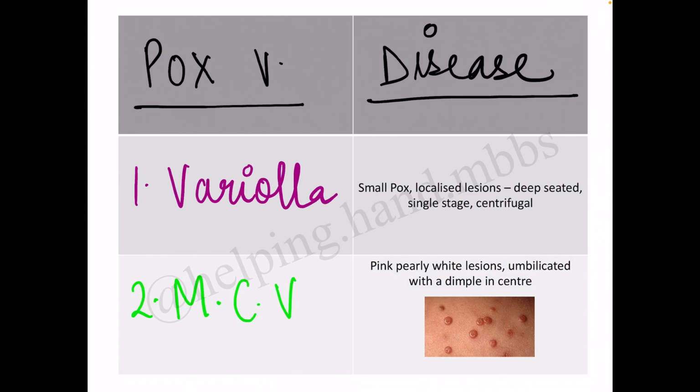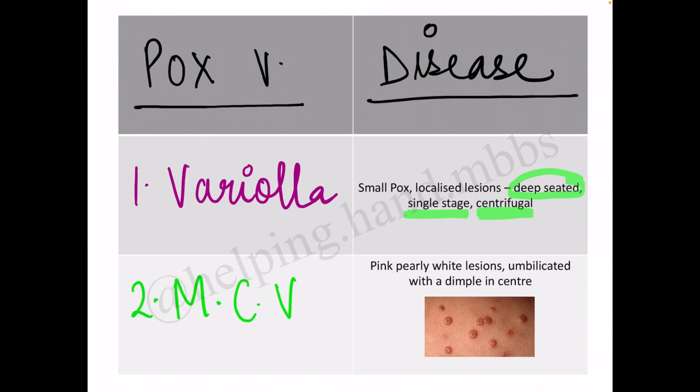Moving on to pox viridae, as I told you about variola, which is the smallpox causing agent. Please see here also the lesion. In chicken pox it was superficial, but here it is a deep-seated lesion. In there it was a pleomorphic lesion, here it is single stage. In there it was centripetal, here it is centrifugal lesions.